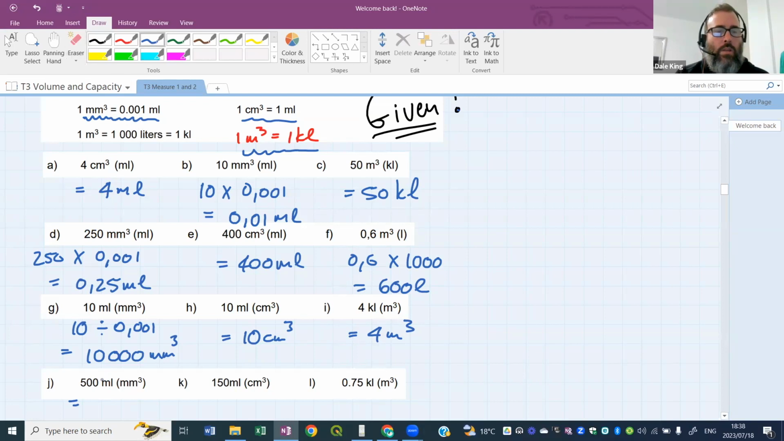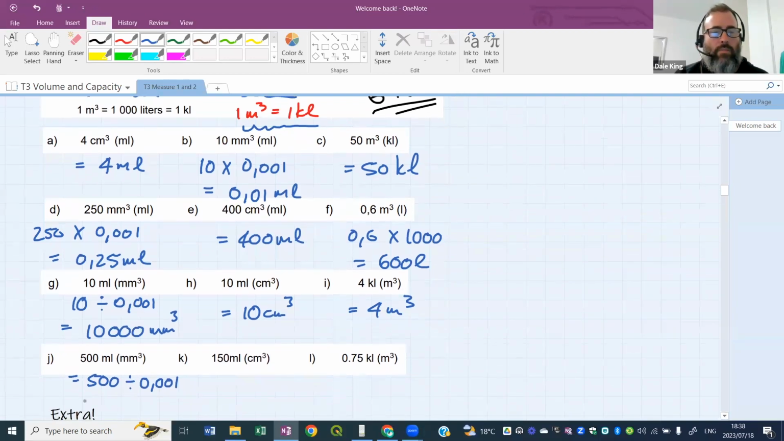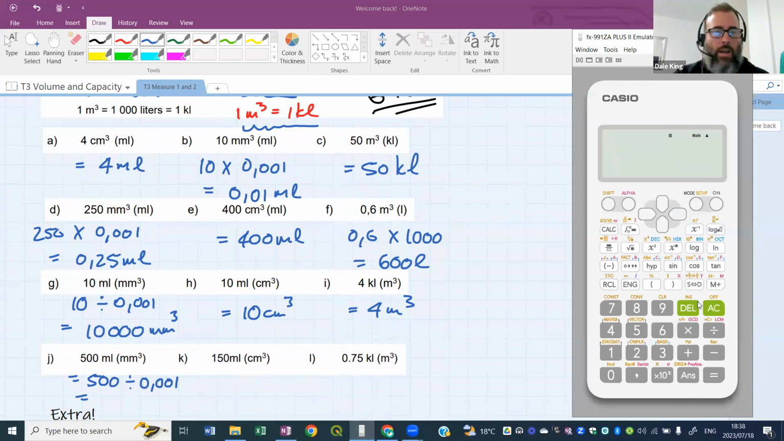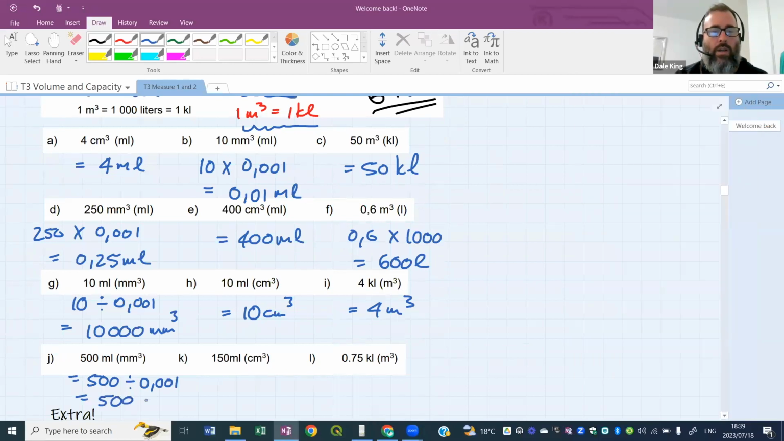Again, I'm going to use the same method here. I'm going to say, how many of these 0.001 pieces are there in 500? Because each one is a millimeter cubed. So I'm going to cut it up. Some people will cross multiply, not a problem. That gives me 500,000. So 500,000 millimeters cubed. Okay.